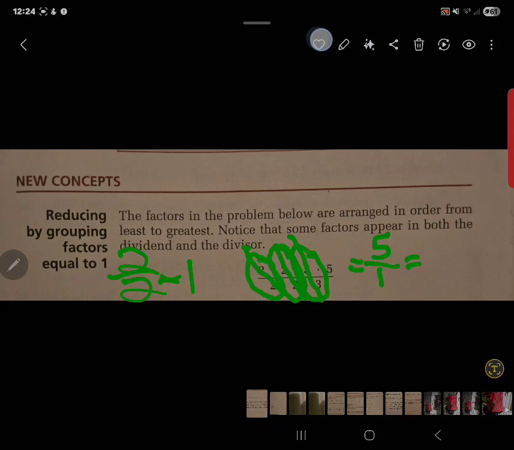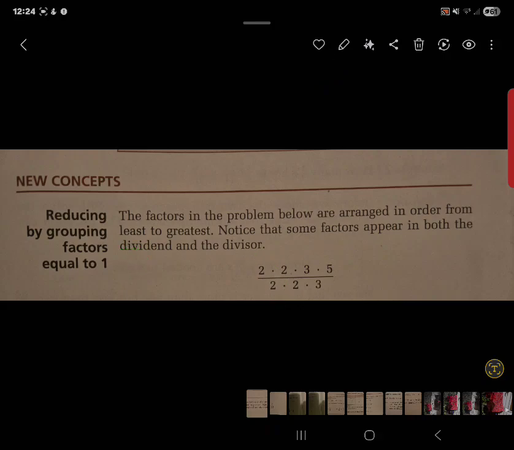Okay, so again, I'm going to back up here. All we did is we split this fraction. Let's back up a little bit. What is 2 times 2 times 3 times 5? Well, 2 times 2 is 4. 4 times 3 is 12. 12 times 5 is 60. And 2 times 2 is 4, 4 times 3 is 12. So they started out with a fraction 60 over 12.